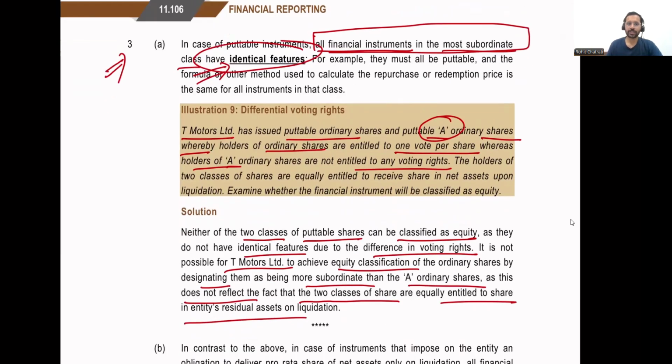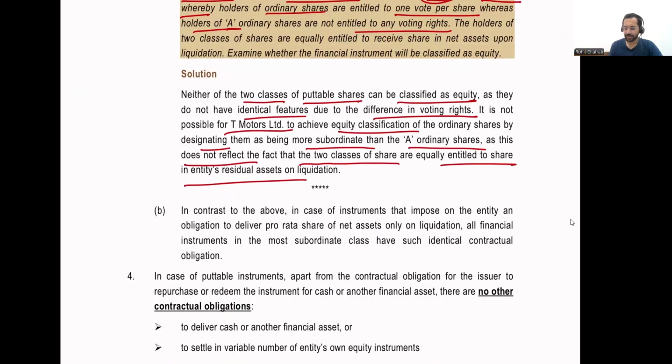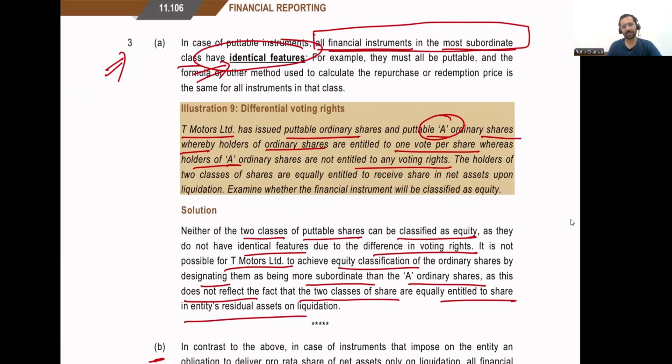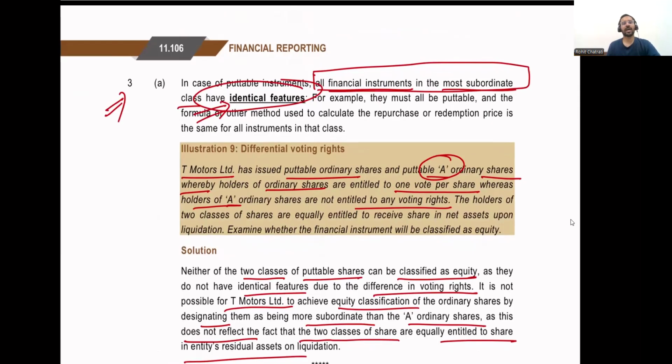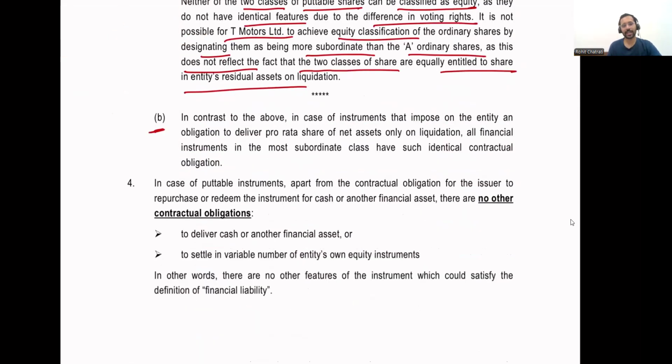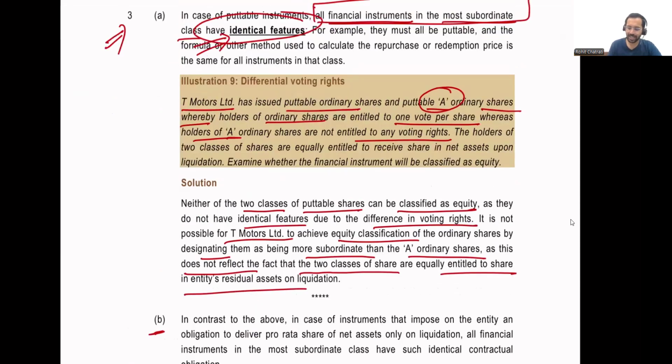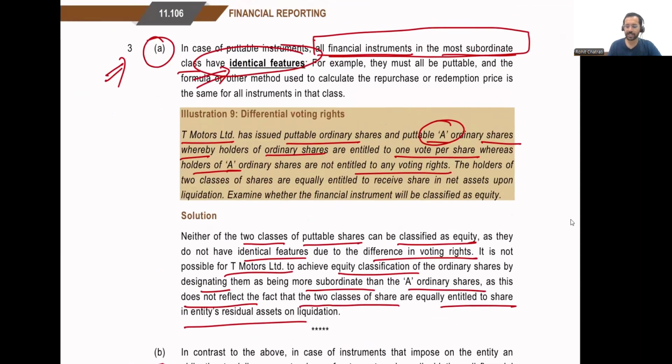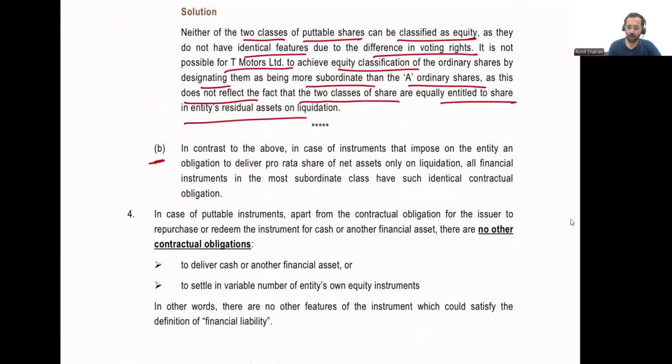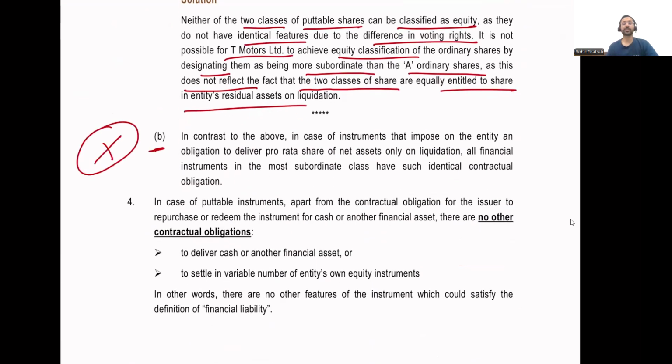Next, moving on to condition number 4, there is also a condition number 3b which is given, which I will skip for now. That's not relevant over here. I will come back to condition number 3b at a later point. Condition 3a is relevant for puttable instruments. Condition number 3b is not for puttable instruments. It is for some other type of instrument, so please skip condition number 3b.